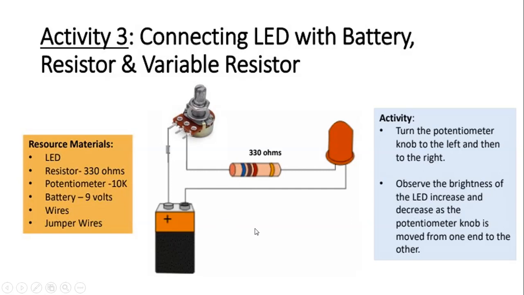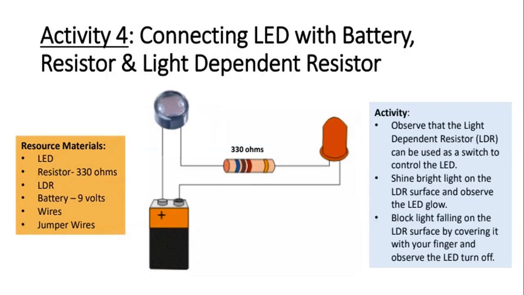Through these simple connections, we can turn the potentiometer knob from left to right. Then we can observe the brightness of the LED increase and decrease as the potentiometer knob moves from 0 to 10 kilo ohm, from one end to the other. So we can observe the intensity or brightness of an LED through this activity. It is simple. Previously we just turned the LED on and off. Here we can increase the intensity of the light.